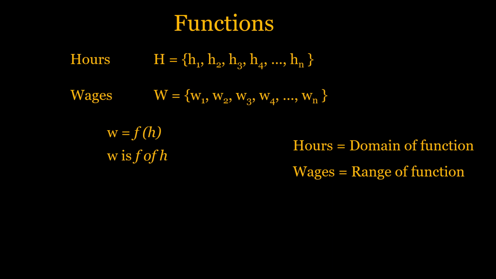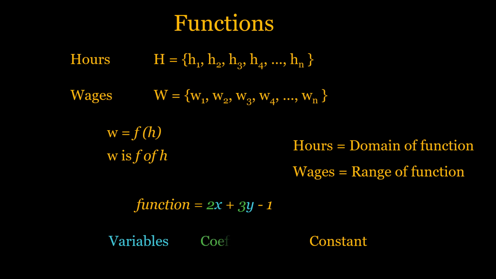Besides variables, functions also have constants and coefficients. In a function y equals 2x plus 3, y minus 1 is a constant, and 2 and 3 are coefficients. Coefficients are basically the constants with variables. There are different types of functions. Some of the types will be discussed here.